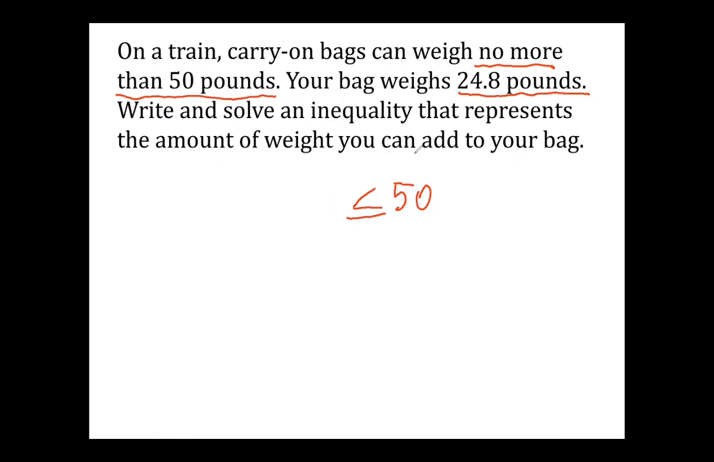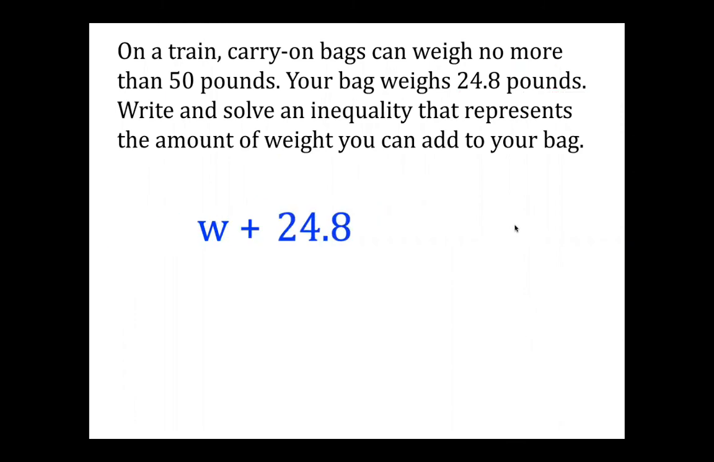We're trying to look for the amount of weight we can add to our bag. So since our bag weighs 24.8 pounds, the unknown value of the amount we can add can be represented by the variable W plus the weight that we already have, 24.8. So our final inequality will look like this. The amount of weight we can add plus the weight we already have, 24.8, can be no more than 50 pounds.